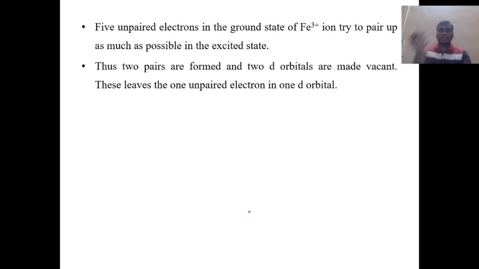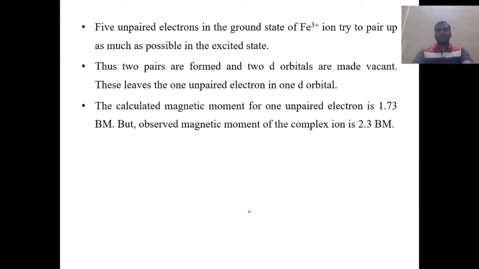And then what happens when pairing takes place? Two pairs are formed and two d orbitals are made vacant, along with the single unpaired electron which is present in the d orbital. The calculated magnetic moment for one unpaired electron is 1.73 Bohr magneton, and you know the formula, that is square root of n(n+2), where n is the number of unpaired electrons. When we put the value n equal to 1, we get the value 1.73.